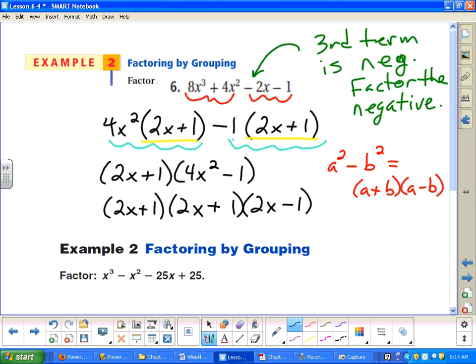What's that? You didn't know what to do here at this junction because of the difference of two squares of the 4x squared minus 1. Yep.